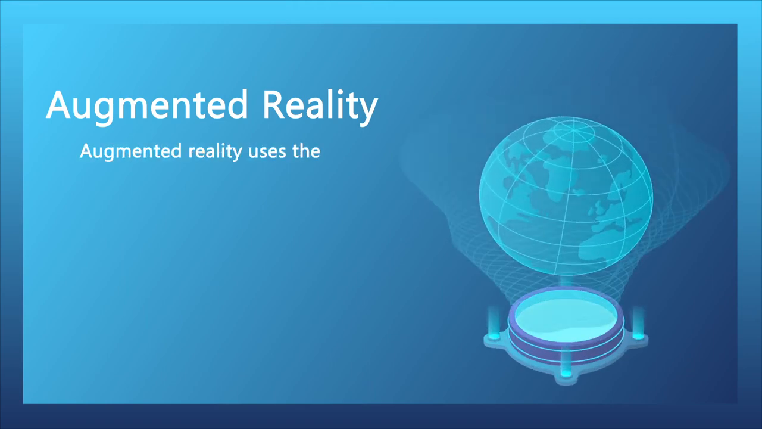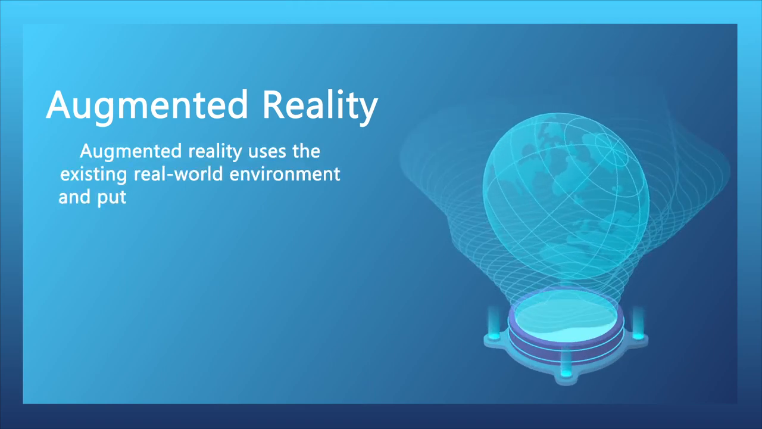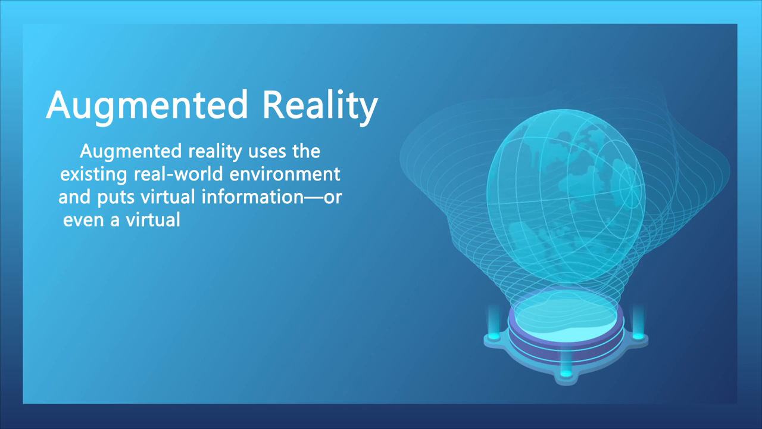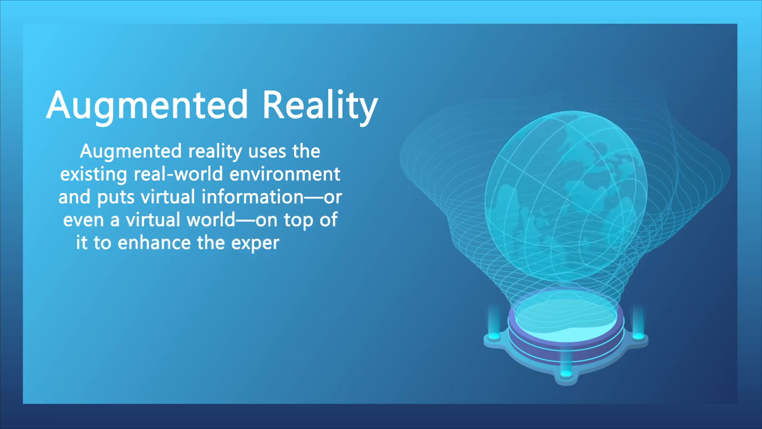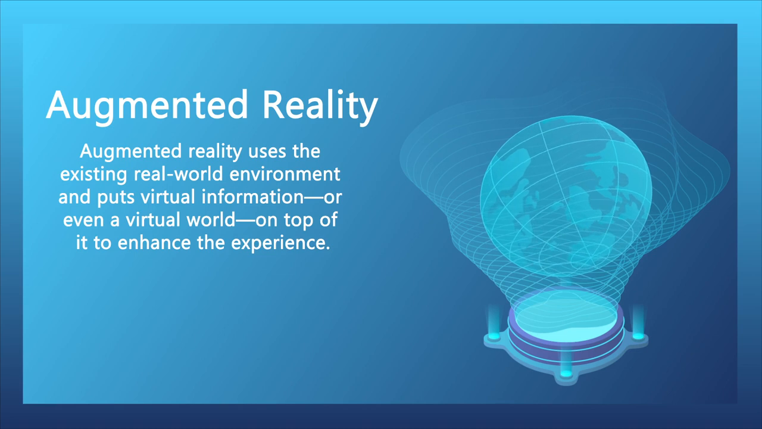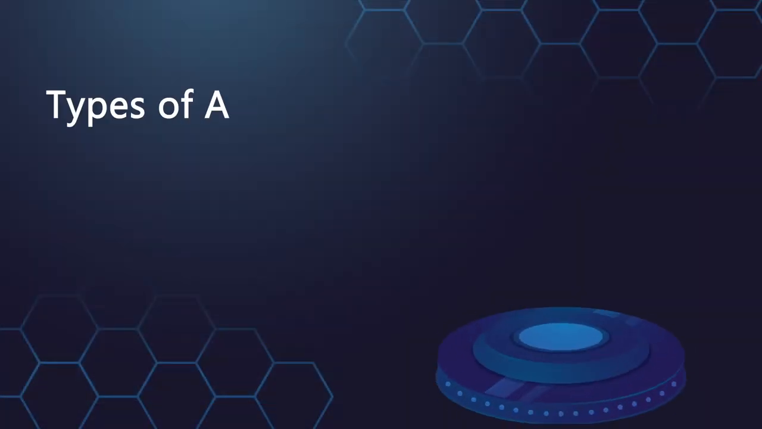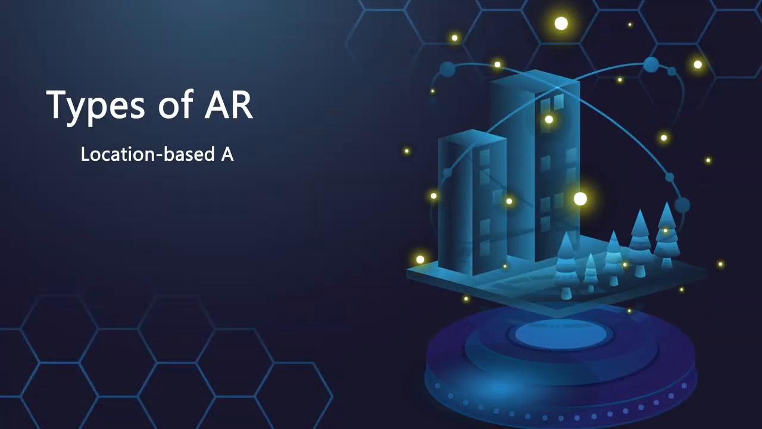Augmented reality uses the existing real-world environment and puts virtual information, or even a virtual world, on top of it to enhance the experience. There are three types of augmented reality: location-based augmented reality, projection-based augmented reality, and overlay augmented reality.